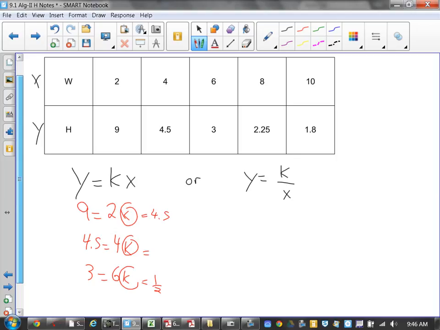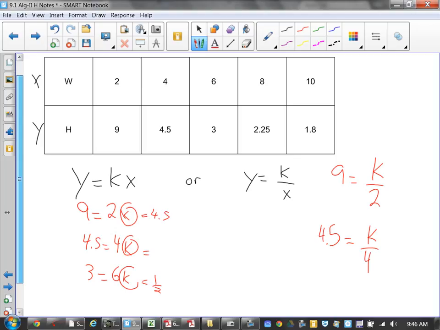What if I check the other type? Does 9 equal something divided by 2? Does 4 equal something divided by 4.5? And so on. When you do that... sorry, I flipped it, it would be 4.5. When you solve for k going through that value, do you get the same value each time? 18. You get 18 each time, right?